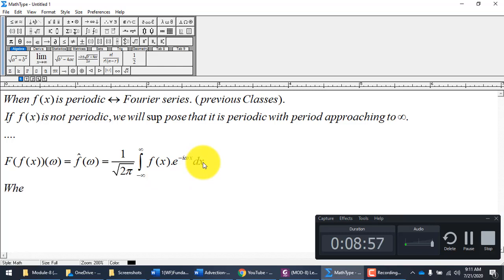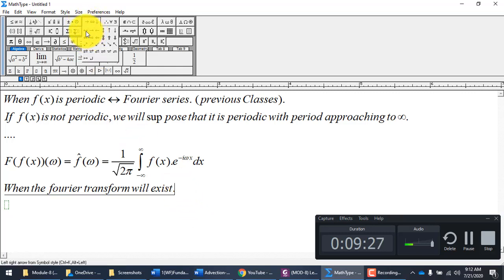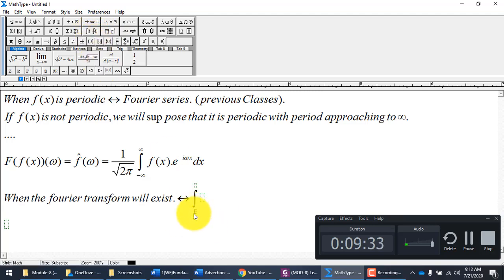So the big question is: when will the Fourier transform exist? Or the second question is: for which functions does the Fourier transform actually exist? The answer is that it exists for functions which are absolutely integrable. So I am writing that if, for any function, the integral from minus infinity to infinity on the whole real line is absolutely integrable.